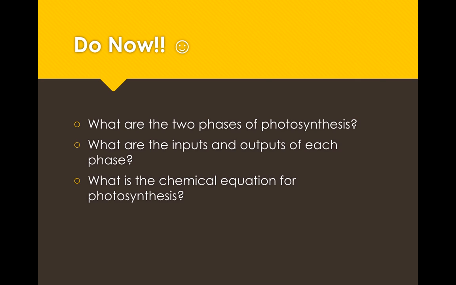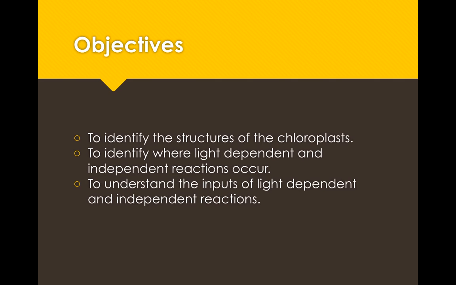What I want you to do right now is, what are the two phases of photosynthesis again? What are the inputs and outputs of each phase, the main ones? And what is the chemical equation for photosynthesis? Our next objective, we're going to be identifying the structures of chloroplasts. We need to identify where light-dependent and independent reactions occur. And we're going to understand the inputs of light-dependent and independent reactions.